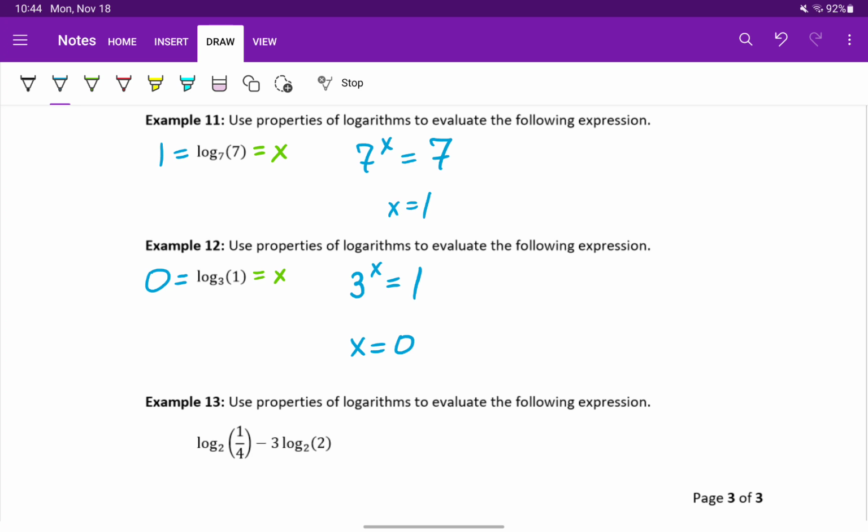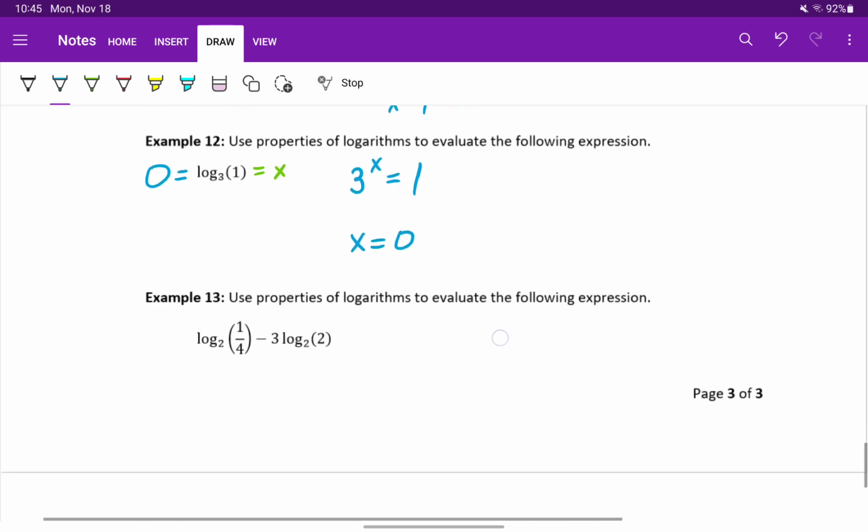Also, for examples 11 and 12, we could have used those first 2 properties that we established back at the beginning of this section. But if those don't ring a bell in your brain initially, you can always just take the step of converting to an exponential equation.